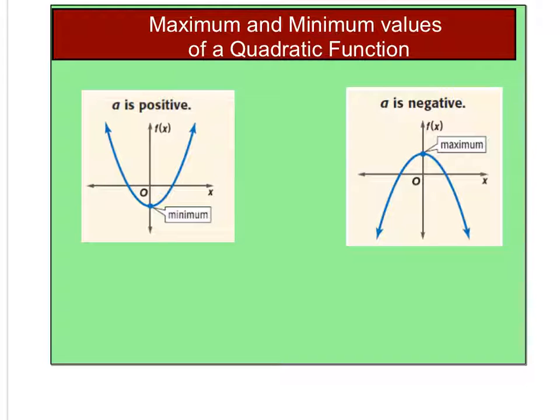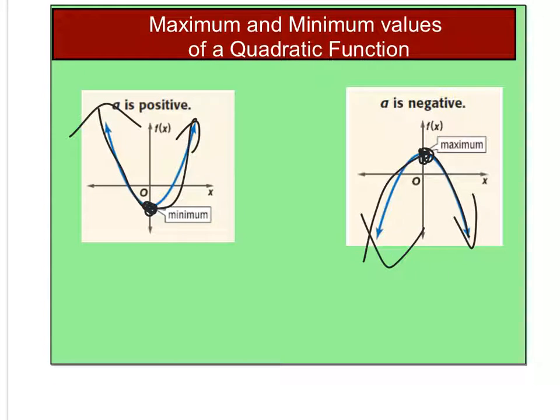So if A is positive, it's going to open up. If A is negative, it's going to open down. If it opens up, that means there's an absolute bottom. That's called a minimum. If it opens down, that means there's an absolute top called a maximum, meaning the highest it's ever going to get. Minimum, obviously, is the lowest it's going to get.